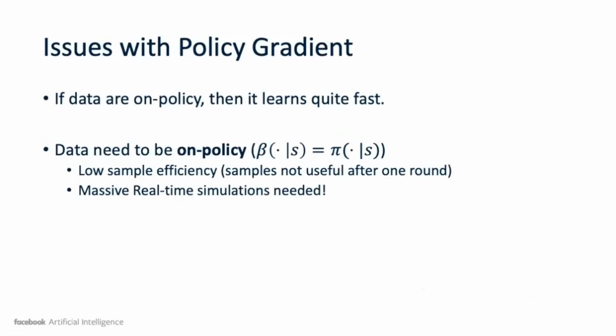But the issue with policy gradient is that if data are on policy, then it learns quite fast. But if data is not on policy, then there are some issues. You really need data to drive this entire algorithm. This basically means that once a data point has been used to update the objective function, you have to throw it away. Because the policy has been updated, the data is no longer on policy, so you cannot use it to update your algorithm again. That's actually bad, because it's a lot of waste in terms of computational time.